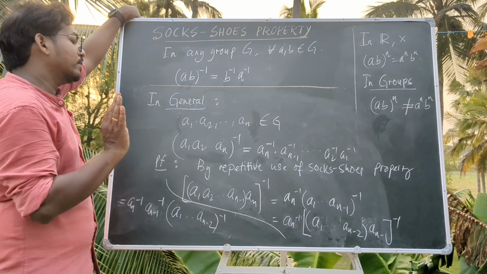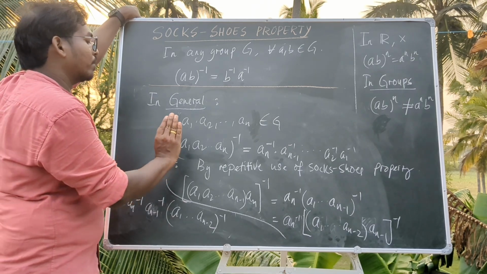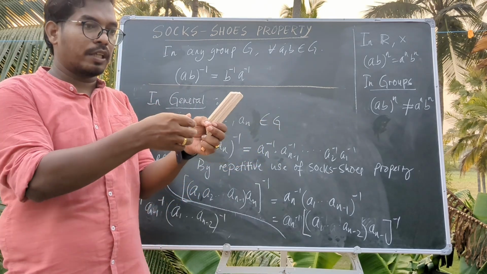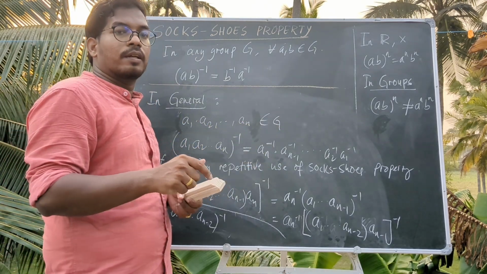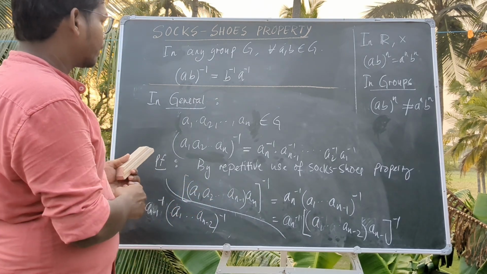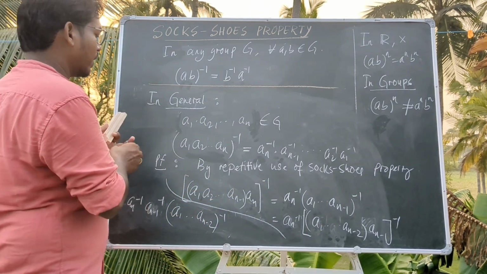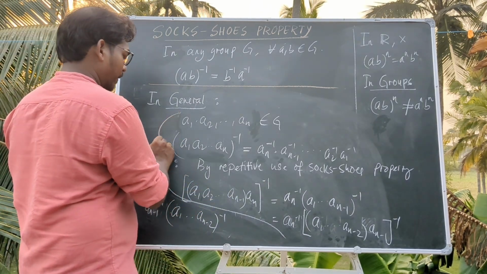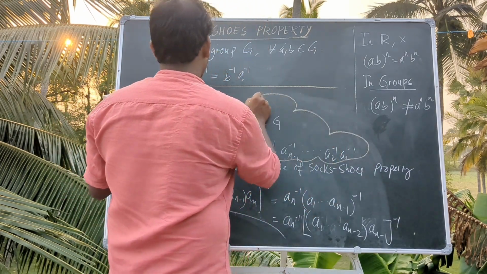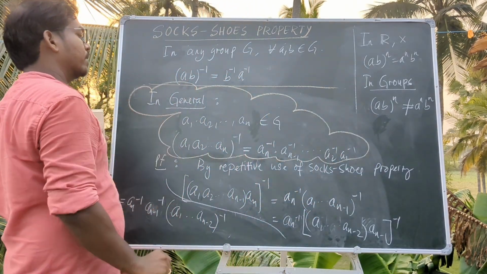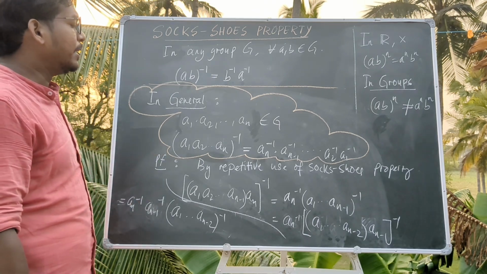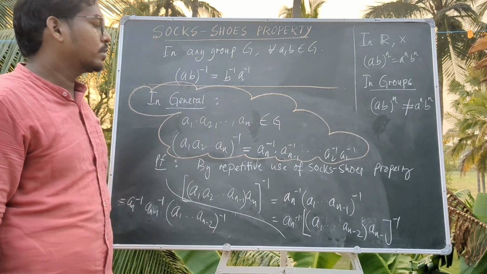So in general, suppose we have multiple elements, the inverse of their product equals the product of their individual inverses but in opposite order. This is the socks-shoes property in general, and it can be proved by repetitive use of the socks-shoes property.